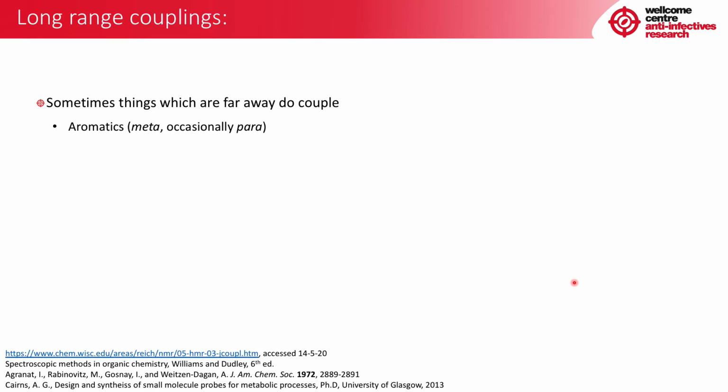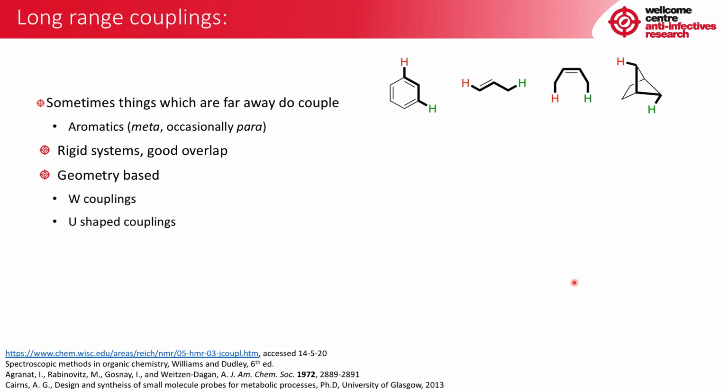Now, this is to do with how good the overlap between the bonds in between are, to allow those spins to influence one another. And so you tend to observe longer range couplings in rigid systems that have good overlap. And in particular, there are specific geometries that accommodate this. And the most important is the W coupling. And you can see a metacoupling as being an example of this, in fact.